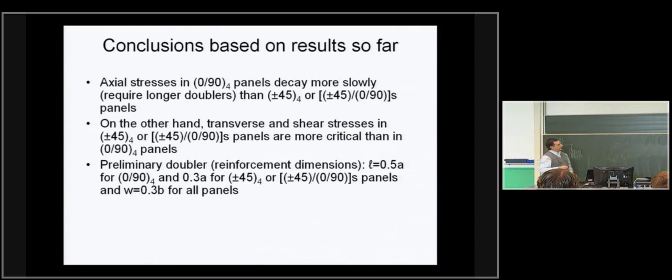For preliminary doubler reinforcements, the length along the x would be about 0.5 times a, that's 50% of the length of the panel that would have to be reinforced for the 0.94 laminate, but only 30% of the length would have to be reinforced for the other two laminates. And the width portion would be only 0.3 b. That's about 30% of the width at the center would have a reinforcement.